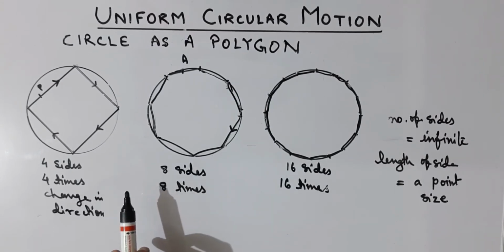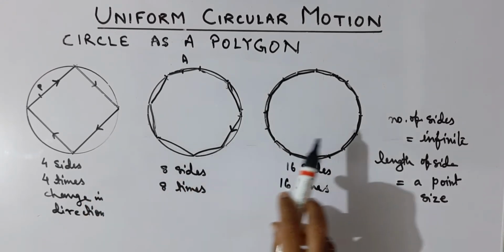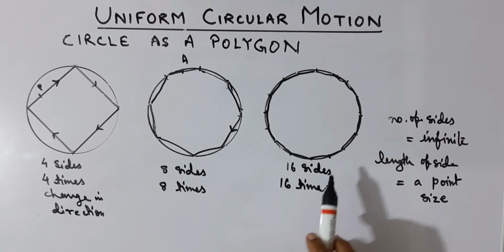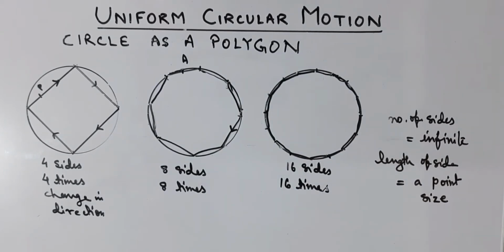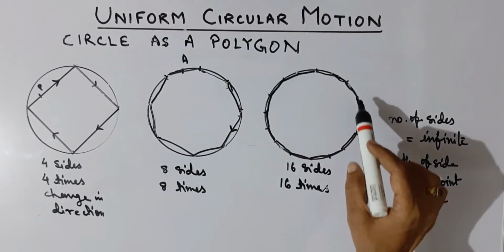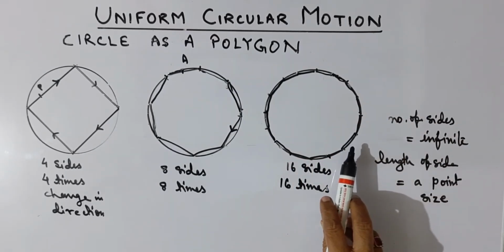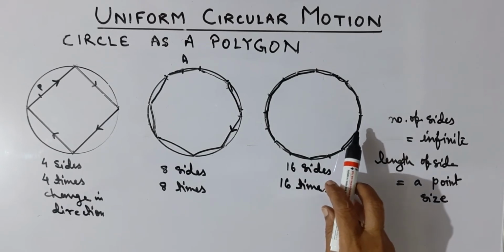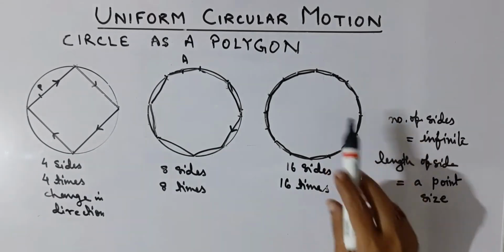So it is clear that as we go on increasing the number of sides, the length of the sides becomes smaller and smaller, and at a time the polygon will coincide with the circle. So if an object travels along the circumference of the circle, even with a constant speed, it will have to change its direction at every point. Although the speed is constant, the direction will be changing at every point, that is continuously.